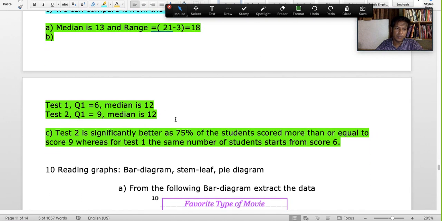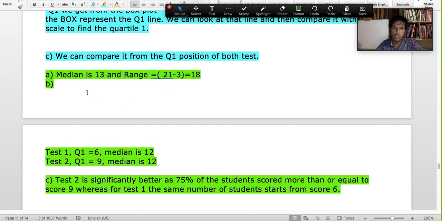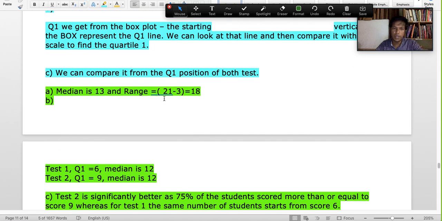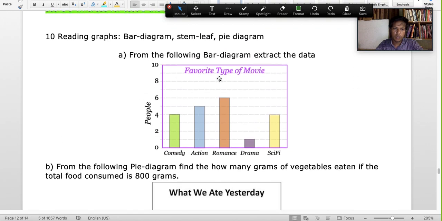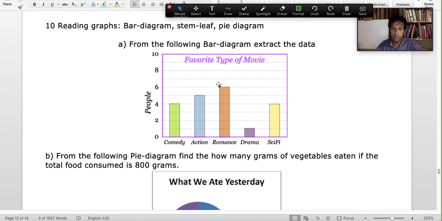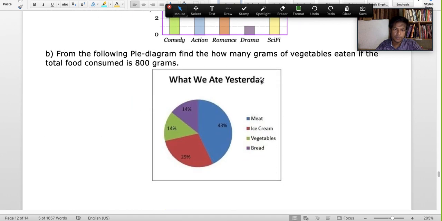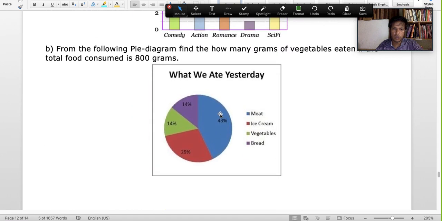We have written it here. This is 21 minus 3. That thing is 13. All the things are written here. For this question, comedy is 4 people, action is 5 people, romance is 6 people, drama is 1, and sci-fi is 4 people. They like to watch movies. Favorite types of movie is this. This is about the percentage. So 100% means this. So 14% equals to what? We will have to do that calculation.